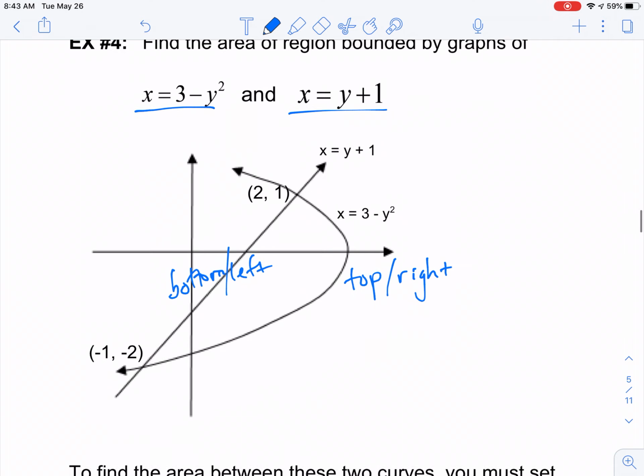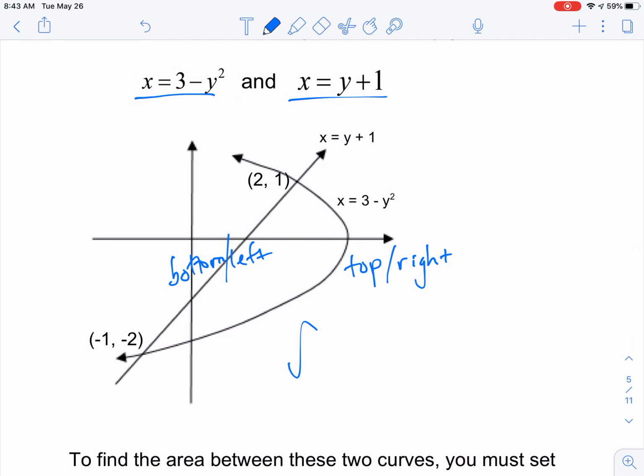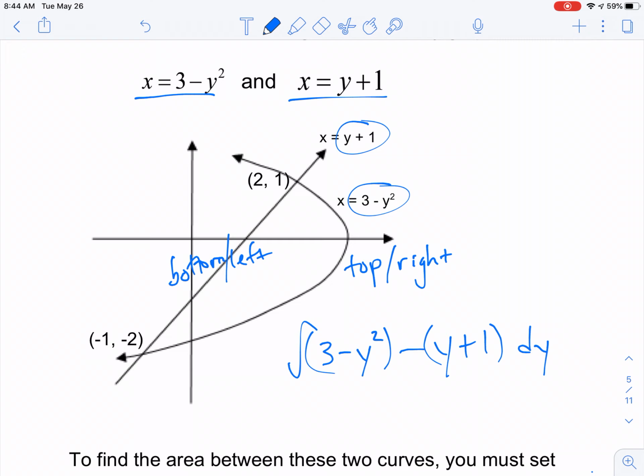So when we set up our integral, usually inside our integral is top minus bottom. Here it's going to be right minus left. So it's going to be 3 minus y squared, which is our right function, minus our left function, which is y plus 1. And everything's in terms of y here, so we're going to put a little dy as our notation at the end.